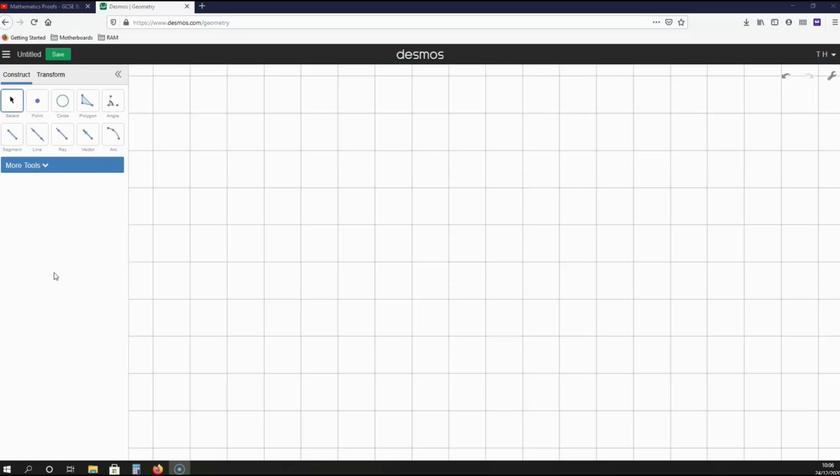In this clip I'm going to be showing you how to construct a square. So the first step is create a straight line like this.